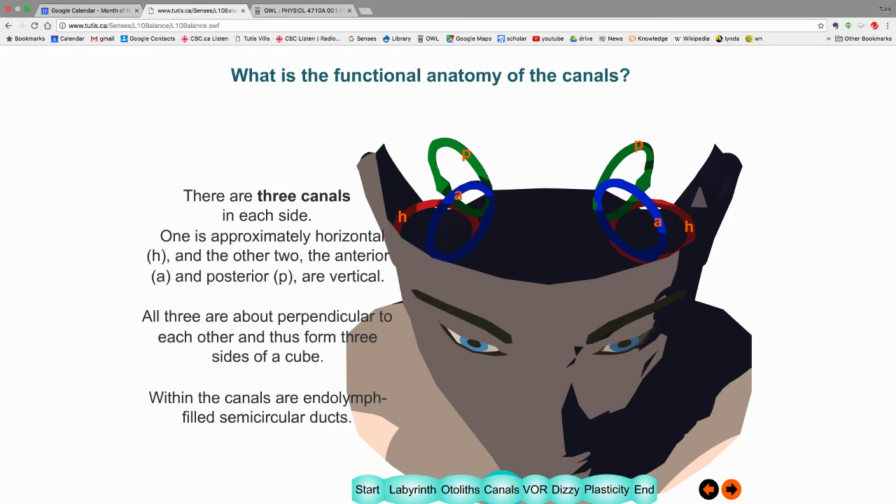Okay. Now, when you turn, that is rotate, it's these canals that get activated. Okay? And you've got here the horizontal canal, which is again in the horizontal plane, the plane of your table, and then two other canals perpendicular to that. One is called the anterior canal, and one is called the posterior canal.